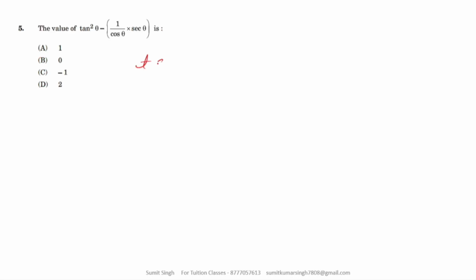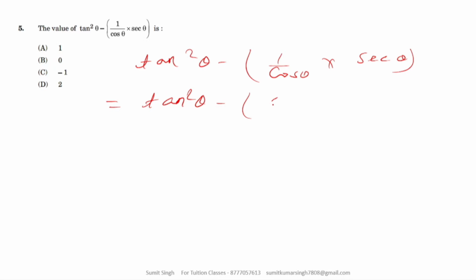In this question we just have to find the value of tan square theta minus 1/cos theta times sec theta. One more thing, you know it, 1/cos theta is the reciprocal relation. So in the place of 1/cos theta, we can write sec theta, because this is the formula: sec theta is equal to 1/cos theta.